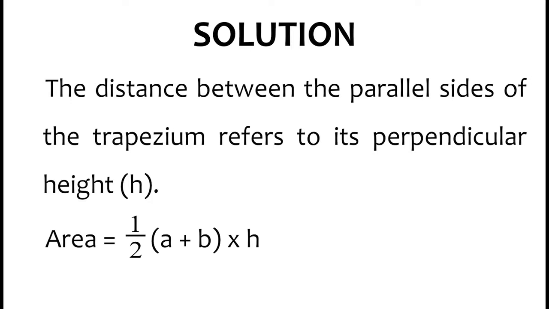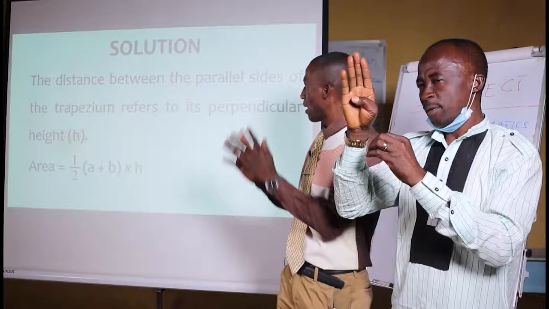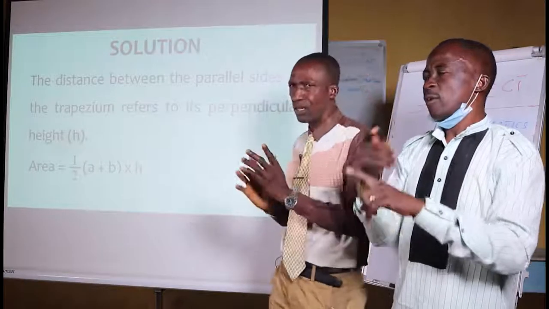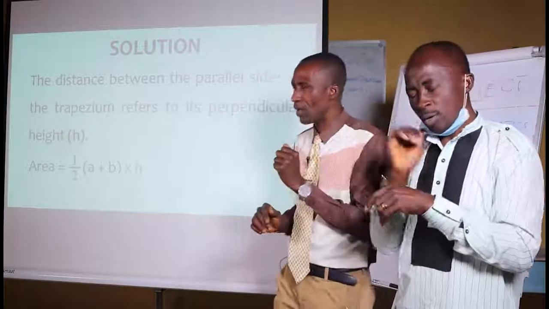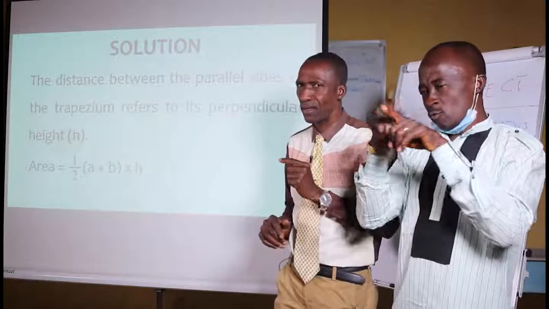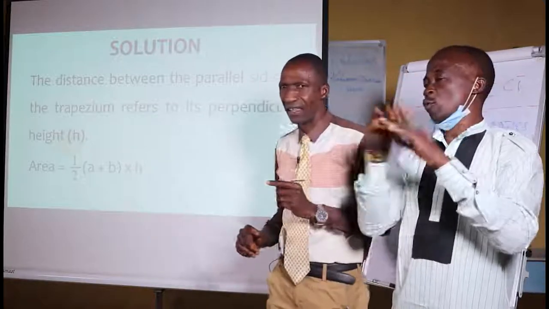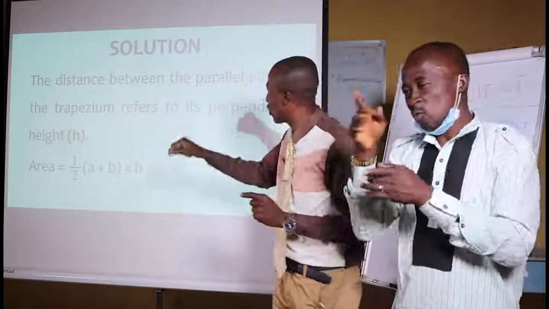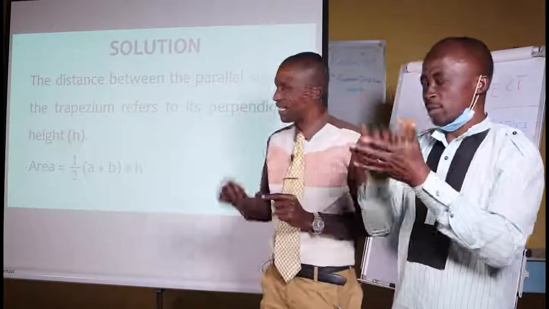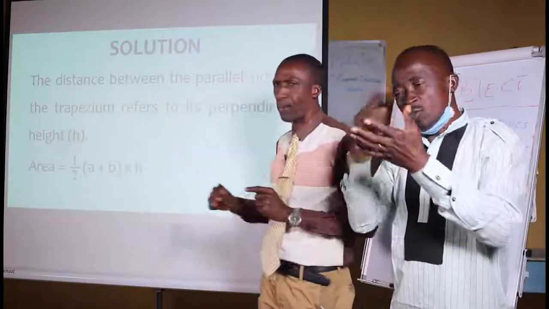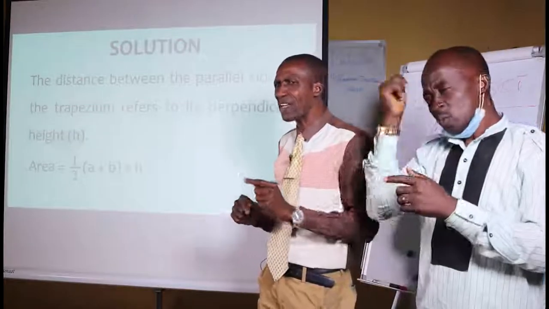I repeat the area. Area equals 1/2 into A plus B times H. But from the question, we know our A. We also know our B, but we don't know the perpendicular height. That is why you are asked to calculate the perpendicular height, because you don't know it.